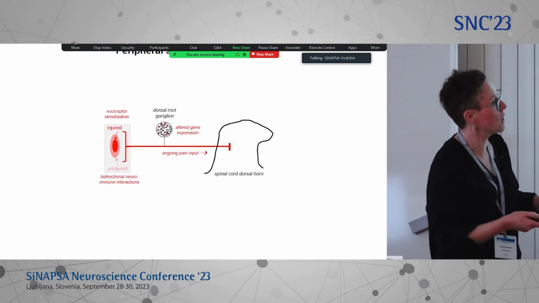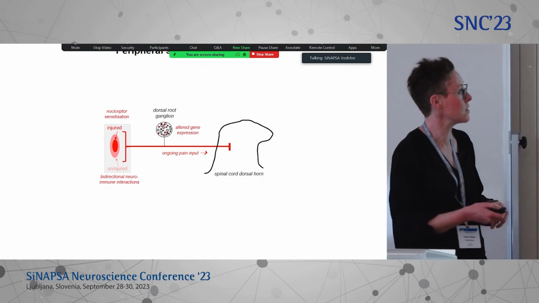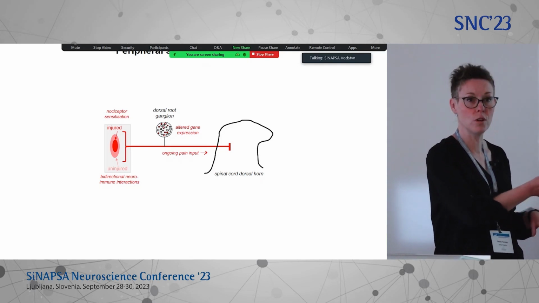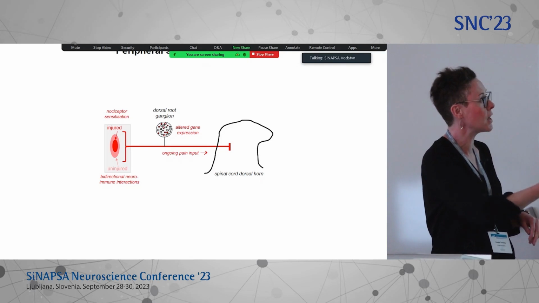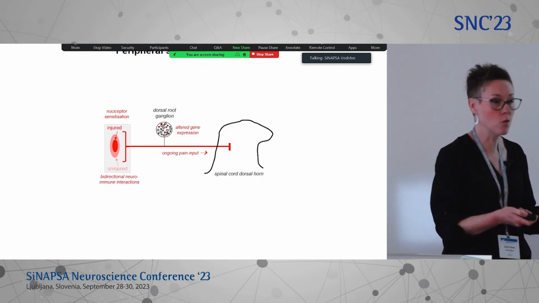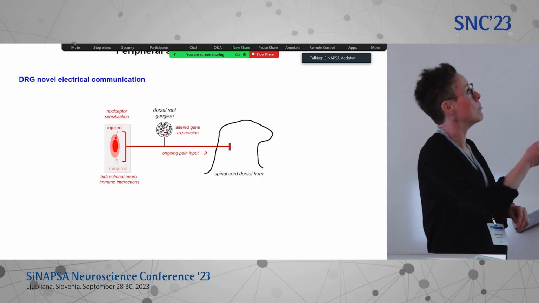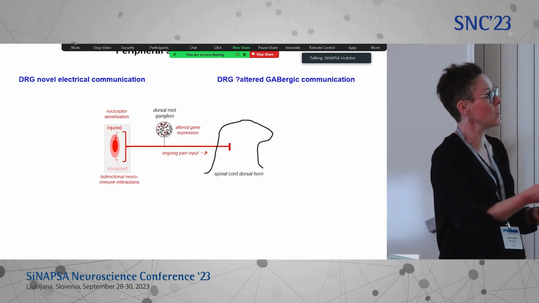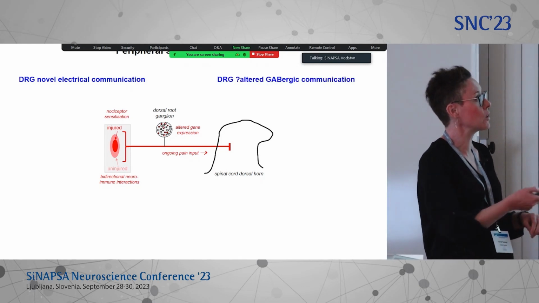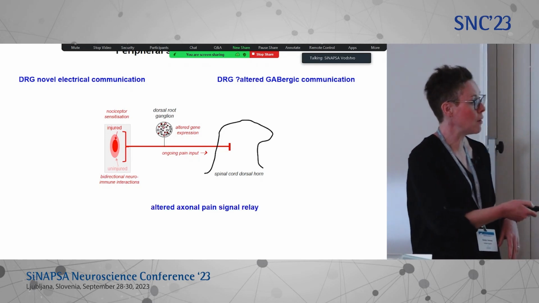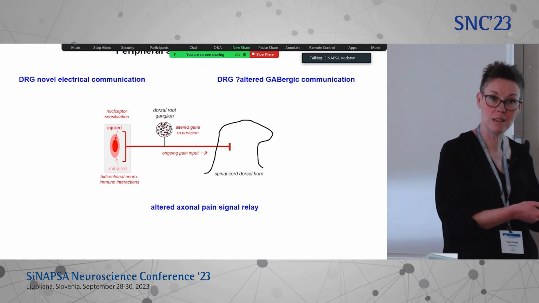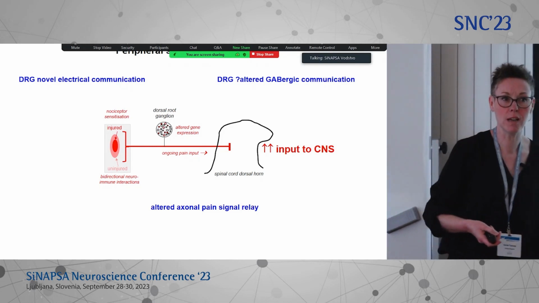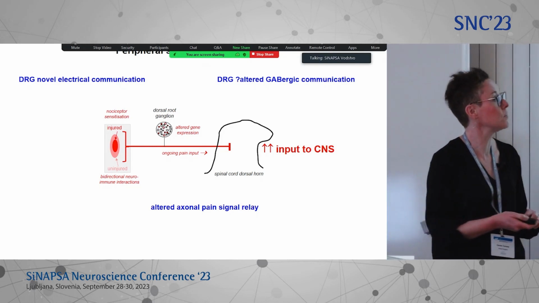Okay. So just to summarise this peripheral plasticity section, we've just reminded ourselves that there are bidirectional neuroimmune interactions that sensitise these nerve endings. And as part of the more recent discoveries following injury, there is evidence for novel electrical communication in the DRG and possibly also altered GABAergic communication. And work from my lab has shown that there is an alteration in this pain signal relay in axons. So collectively, this will amplify pain input to the CNS.